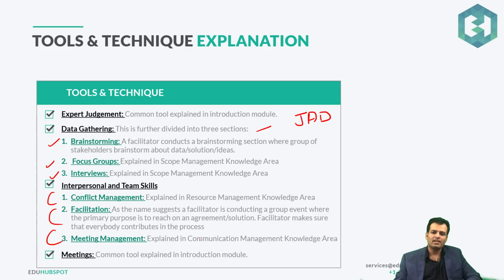Then we have meeting management. Again, we will talk about this in much more detail in the communication management knowledge area. But what are the good things about meetings, like how we can have an effective meeting? You should always publish the agenda before the meeting. You should have some ground rules in the meetings. If somebody is trying to divert the topic, as a project manager you need to make sure the team and the stakeholders stick to the current topic. So that's meeting management, and that's one of the interpersonal skills.